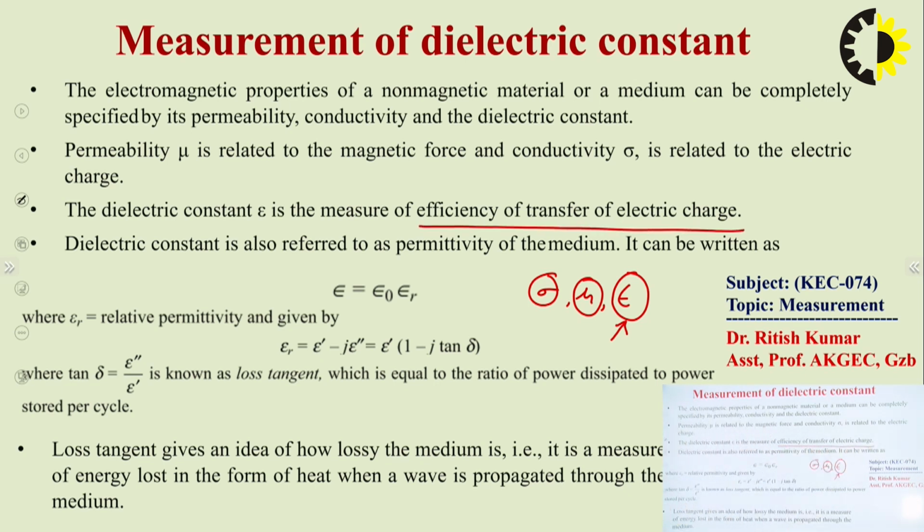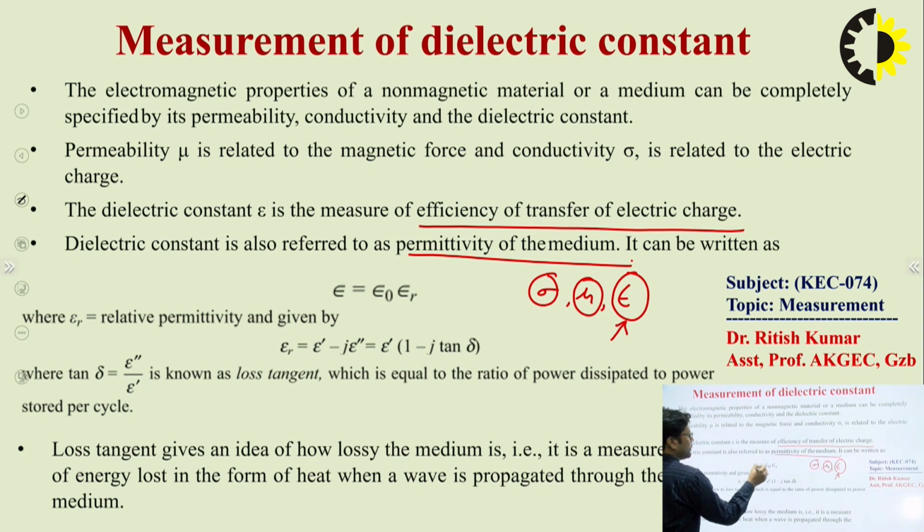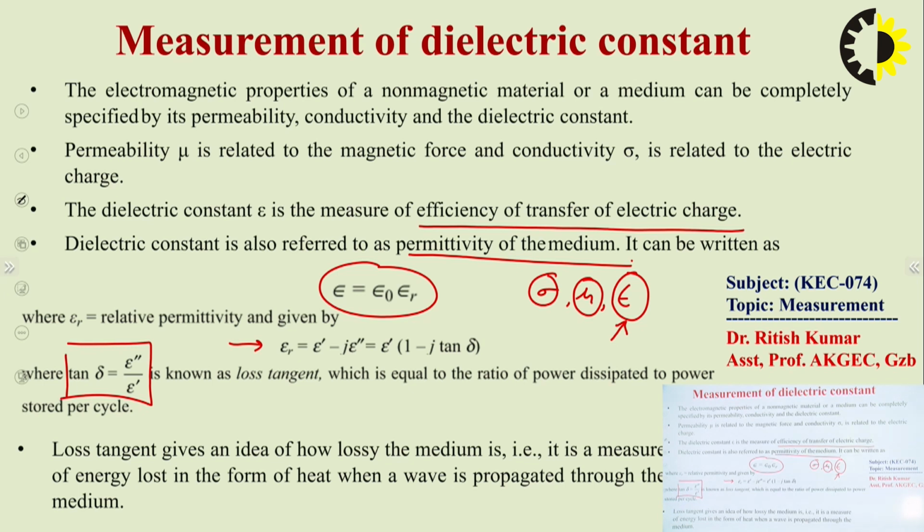We are already aware of this statement. Dielectric constant is also referred to as the permittivity of the media. This is the relation of relative permittivity: epsilon is equal to epsilon naught times epsilon r, where epsilon r is equal to epsilon prime minus j epsilon double prime. Here tan delta is equal to epsilon double prime upon epsilon prime and is known as the loss tangent, which is equal to the ratio of power dissipated to the power stored per cycle.